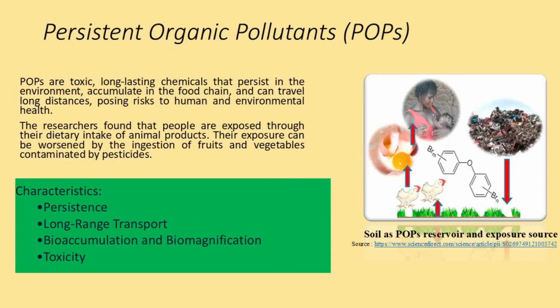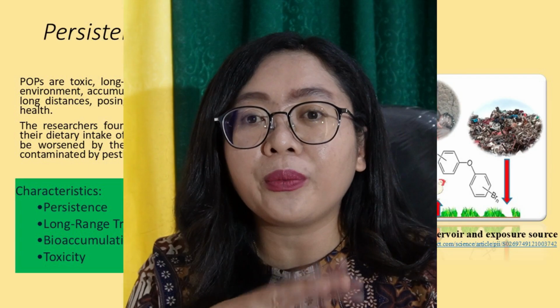Well, when we talk about environmental contaminants, the first one that pops up, maybe we will think about, is the persistent organic pollutants, or POPs. POPs are toxic, long-lasting chemicals that persist in the environment, accumulate in the food chain and can travel long distances, posing risk to human and environmental health. The researchers found that people are exposed through their dietary intake of animal products, and their exposure can be worsened by the ingestion of fruits and vegetables that are contaminated by pesticides.